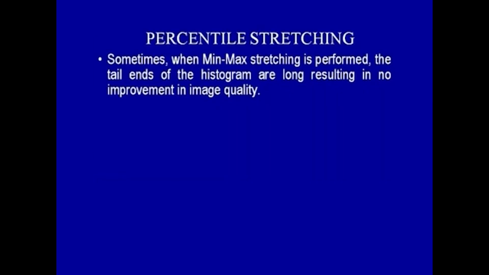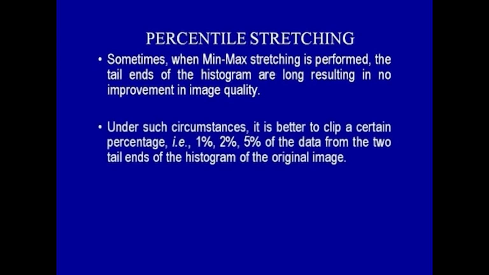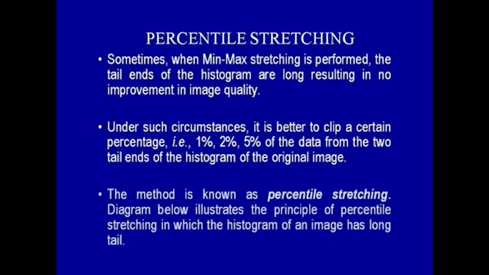Sometimes when min max stretching is performed, the tail ends of the histogram are long, resulting in no improvement in image quality. Under such circumstances, it is better to clip a certain percentage, that is 1%, 2%, 5% of the original data from the two tail ends of the histogram of the original image. This method is known as percentile stretching.